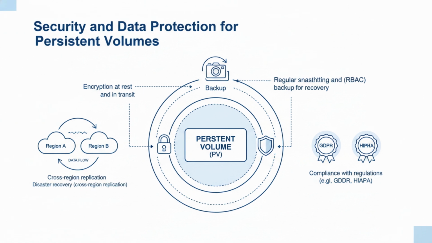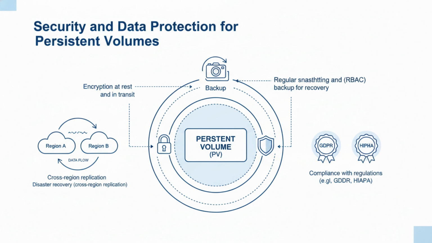Intelligent storage management isn't just about performance and cost, it's also about ensuring the security and integrity of your data. Robust security measures include encryption at rest and in transit to protect sensitive information from unauthorized access. Access control mechanisms such as role-based access control, or RBAC, ensure that only authorized users and applications can interact with specific PVs.